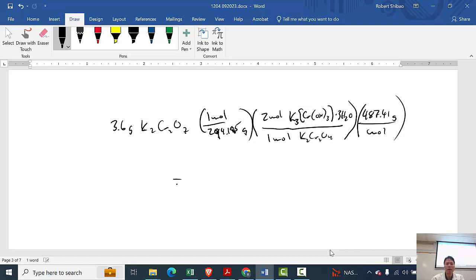This is for the second compound here. Probably should label it so I don't get confused. Times 2 divided by 294.185 times 3.6. So in theory, we should have gotten 11.929 grams of product. This is my theoretical yield.